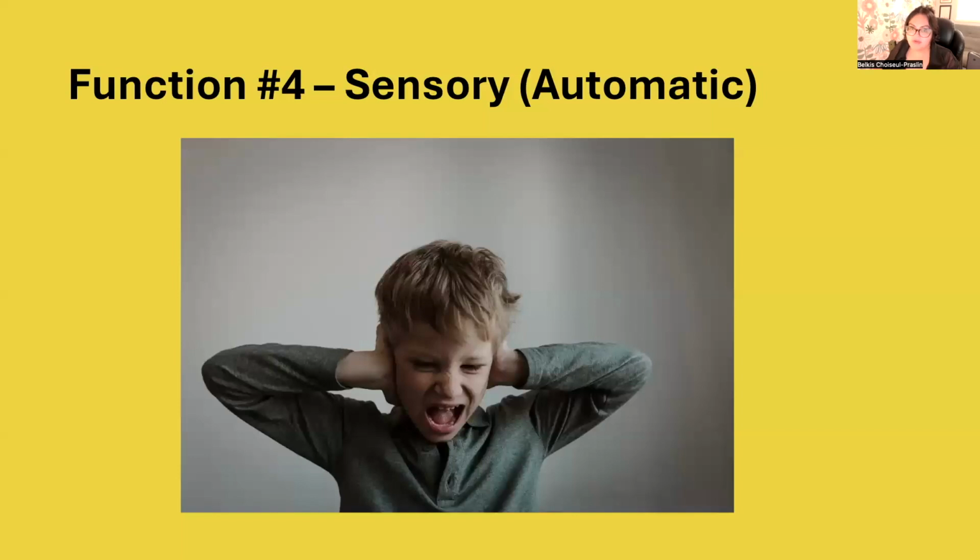These behaviors are automatic and they serve a self-regulatory function. And of course, the important part here is that sensory behaviors are not bad behaviors, not in any way. They're part of how a person manages the world around them. When that behavior becomes unsafe, like perhaps they're biting or hurting themselves or hurting others, or when it significantly interferes with learning or social interaction, that's where we need to step in.